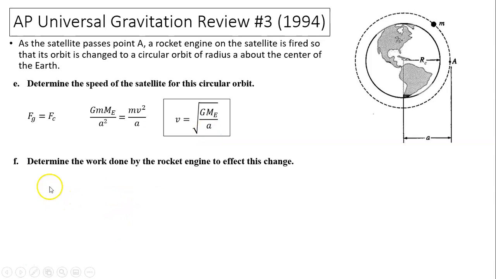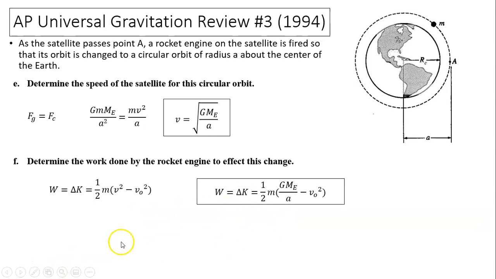So, next part. Determine the work done by the rocket engine to effect this change. We already learned how work and energy are related. The work done by the net force always equals the change in kinetic energy. Change in kinetic energy means kinetic energy after minus kinetic energy before. We know what v is, and we know what v naught is. Substituting everything in, this is what you have.